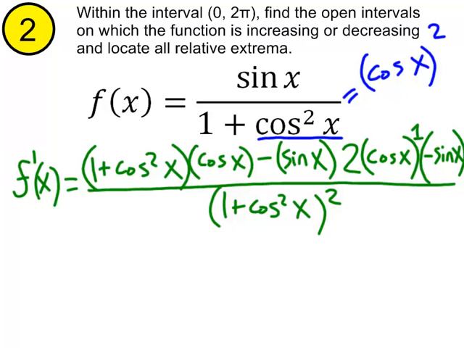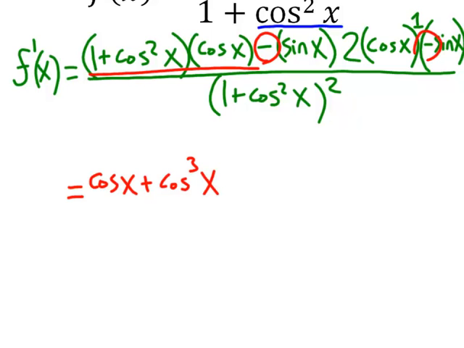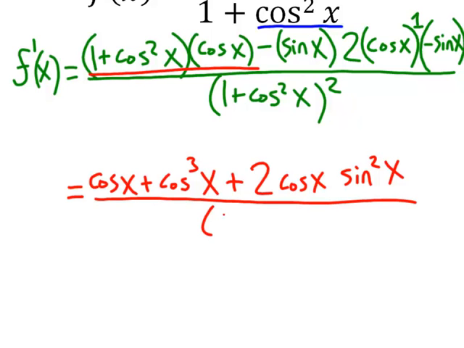Okay, now we're in search of critical numbers, but before I set this equal to 0 or undefined, let's go ahead and simplify it a little bit. Let's distribute this out. So we're going to get cosine x plus cosine cubed x. And then we've got a minus and a minus here, so that's going to become a plus. And then I've got 2 cosine x and then sine squared x, all over that bottom squared, 1 plus cosine squared x, squared.